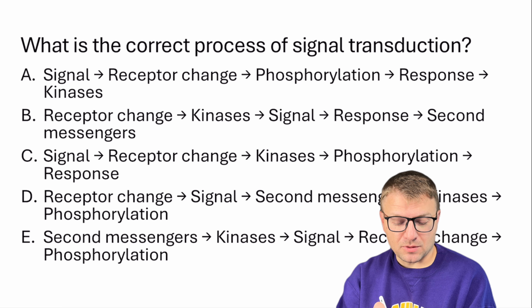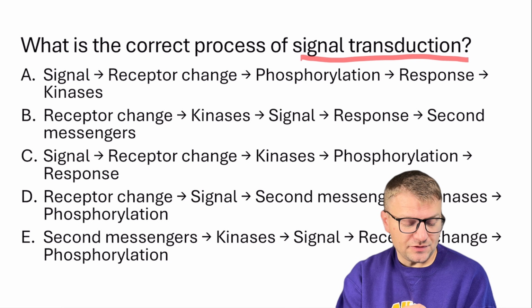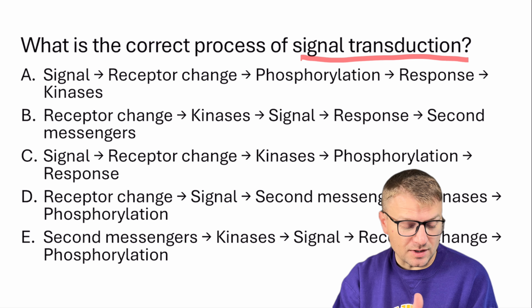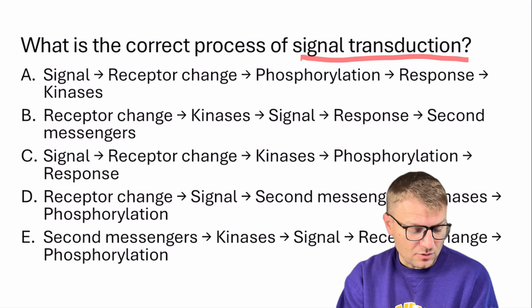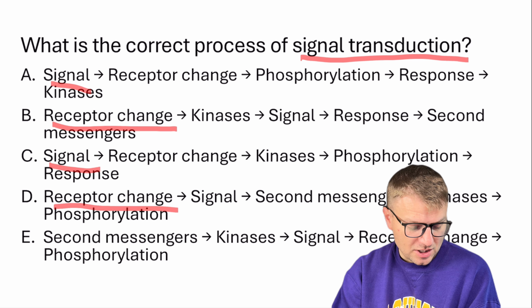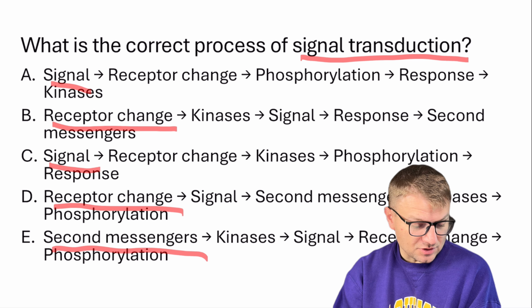Next question, what is the correct process of signal transduction? So if you look at our list here, we're going to start out with a couple different words. And we just explained what signal transduction was with the last question. Let's look at this one. We all start out with either signal, you can see these two, or receptor change, or secondary messengers is E.